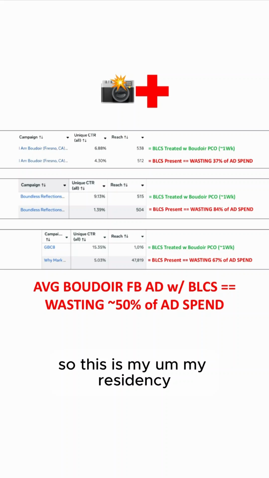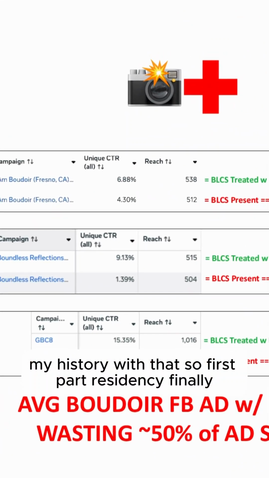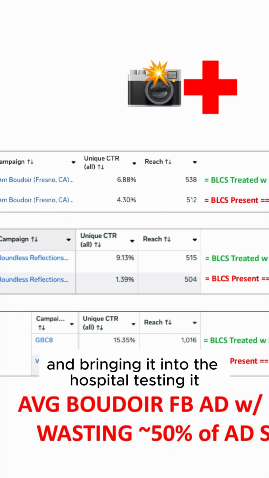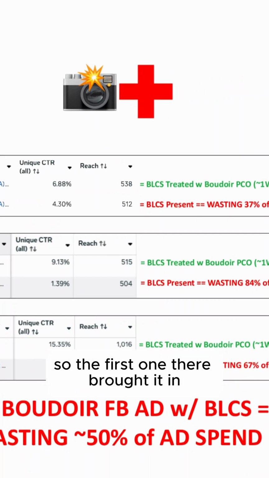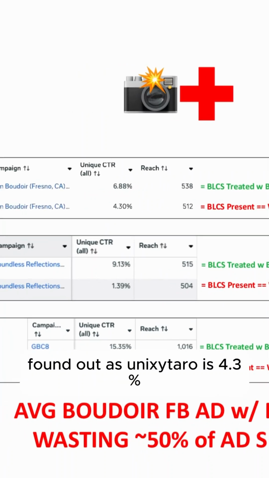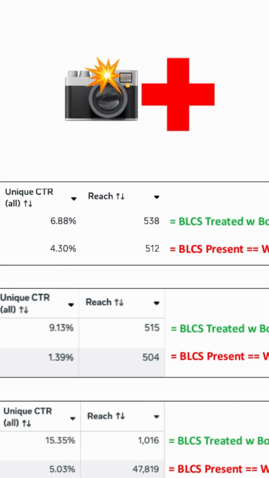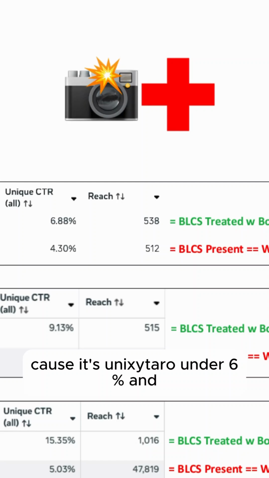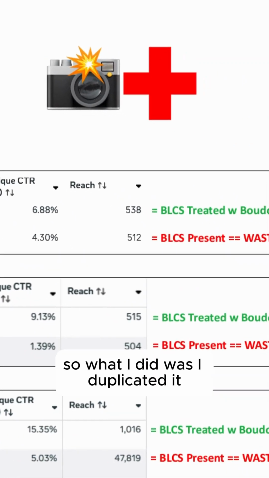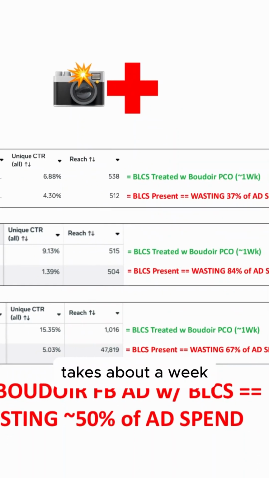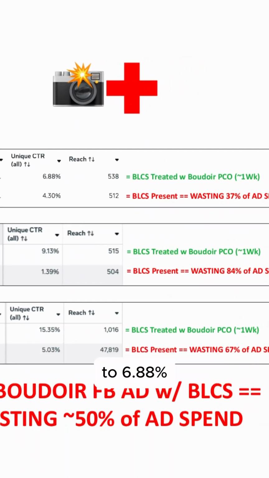So this is my residency, my history with that. First part of my residency: finding a Boudoir Facebook ad out there and bringing it into the hospital, testing it. So the first one, I brought it in and found out its unique CTR was 4.3%. So we figured out BLCS is present because its unique CTR is under 6%. So what I did was I duplicated it, treated it with Boudoir Pico, takes about a week, and then we got the unique CTR of the duplicated ad to 6.88%.